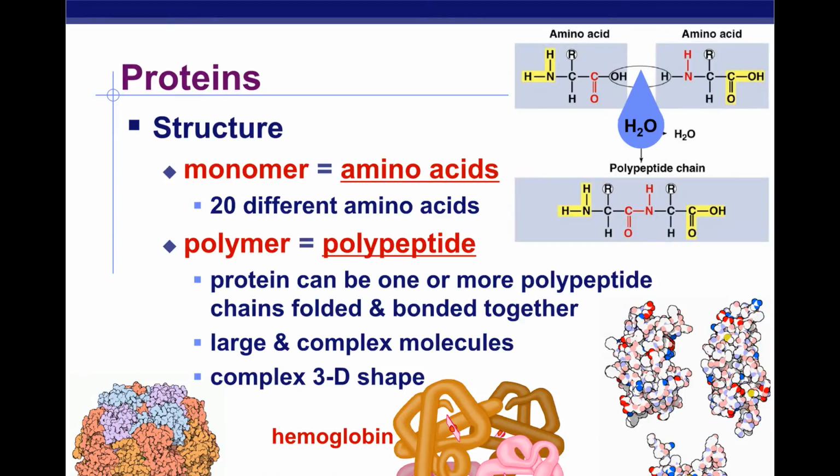So structurally, these guys do have monomers, and their monomers are called amino acids, and there are 20 different kinds. The polymer that these amino acids make up is called a polypeptide. And proteins can be made of one or more polypeptides. It just kind of depends. They tend to be large and complex molecules, and they normally have some kind of 3D shape to them.